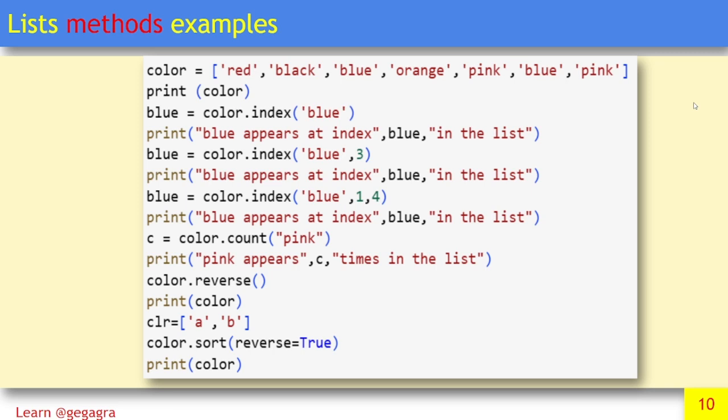Now color is equal to a comma b, another list. If I apply color dot sort, I am going to apply the sort function so that the elements of this list can be sorted. And here reverse is equal to true means I want to sort this list in descending order, and that is why I applied reverse is equal to true. And then print color. So I'm taking you to my Colab so that we'll see the live demo, the working of this program.